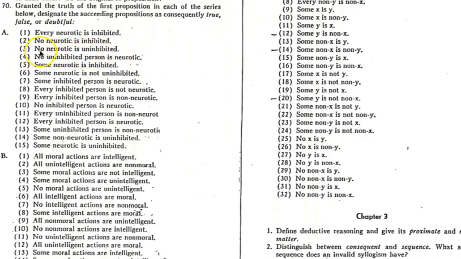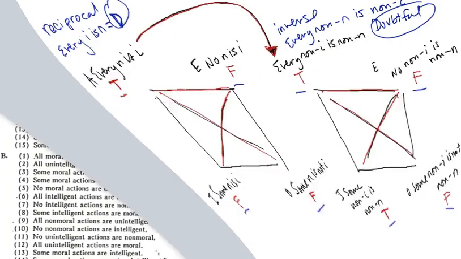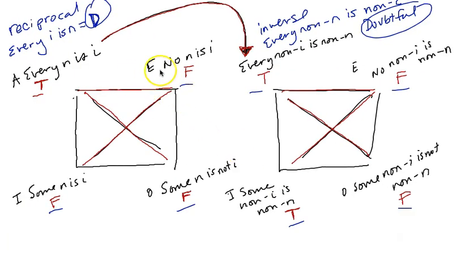That's an E statement, right? We have to figure out, are these A, E, I, or O statements first? So that's the first step. This is an E: No neurotic is inhibited. Uninhibited. So when I go to my square, I have to look at my E statements.